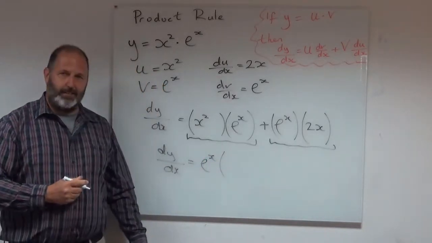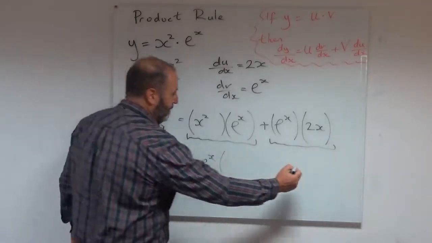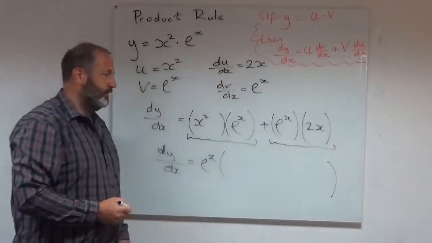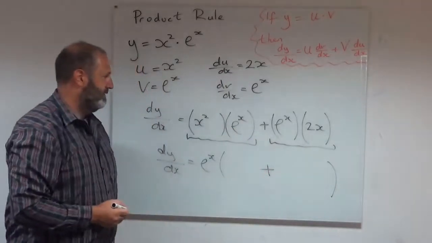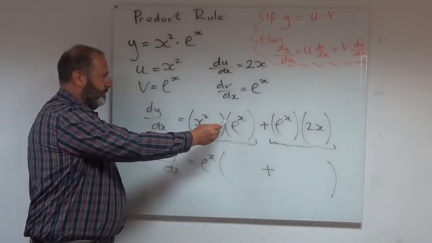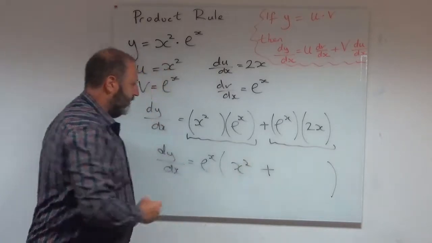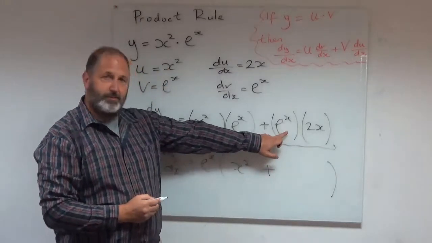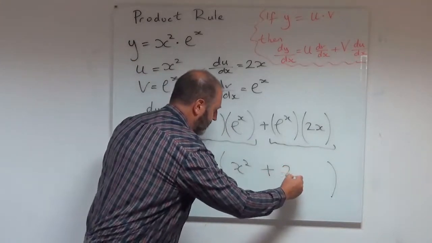e to the x, open brackets. Let's try and make it as easy as possible. Let's have some closed brackets at the end. I've got a plus separating, so I'm going to put the plus back in the middle. If I take the e to the x out of this first term, I'm just left with the x squared. If I take the e to the x out of the second term, I'm just left with the 2x.